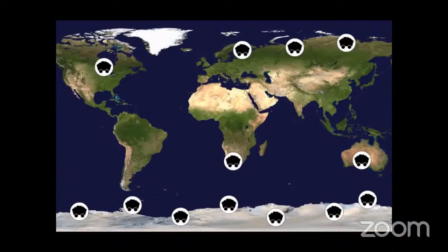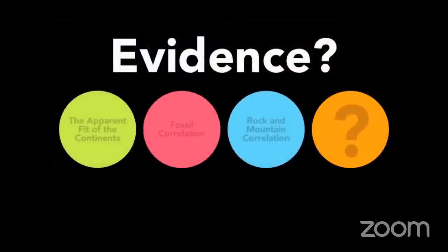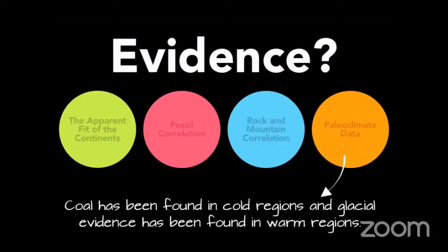Now let's think about this. Coal forms from tropical plants, yet it's found in Antarctica, in northern Europe, in northern Asia, and the southern tip of Africa and Australia, and in the northern United States. These are not tropical climates, yet they have coal, which is evidence of a past tropical climate. And so this, just like the glaciers, suggests that the continents have moved over time. And that becomes evidence number 4. Paleoclimate data, or past climate data. The observation that coal has been found in cold areas, and that glacial evidence has been found in warm areas.